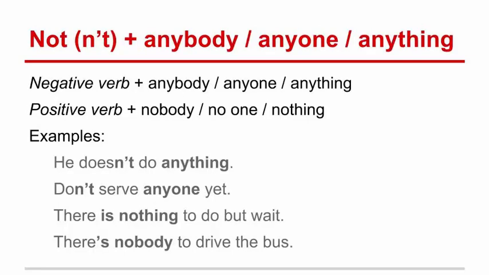We use a negative verb with anybody, anyone, or anything, and a positive verb with nobody, no one, and nothing. Examples: he doesn't do anything. Don't serve anyone yet. There is nothing to do but wait. There's nobody to drive the bus.